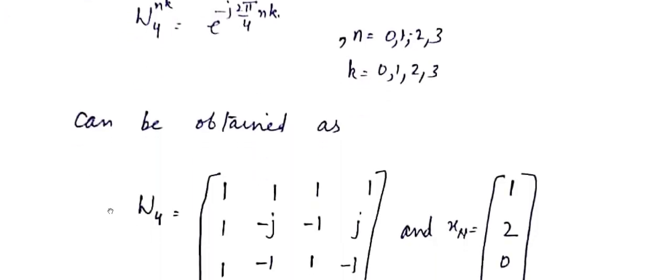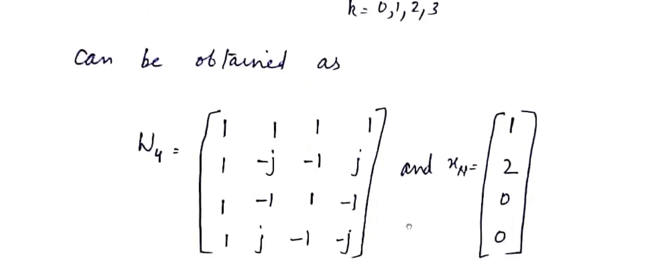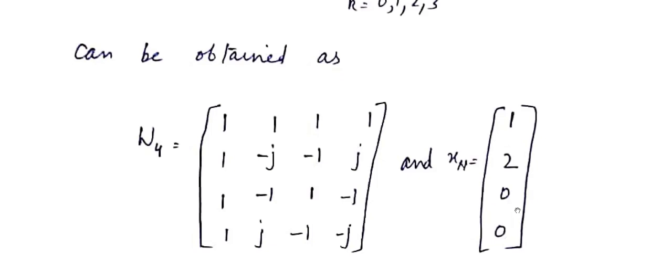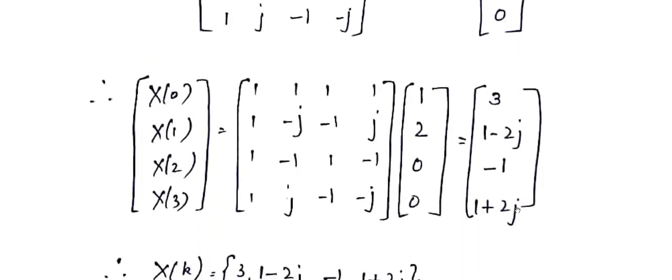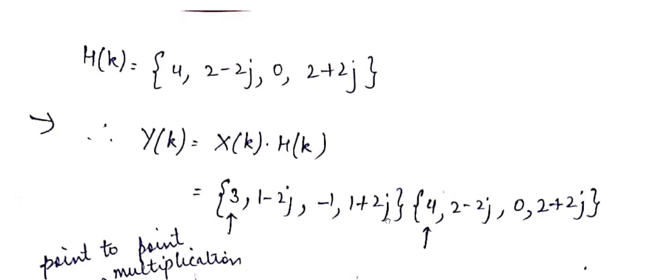So this will be the W4 matrix. We can obtain it by solving this complex exponential for various values of small n and small k. Then x(n) is whatever is given to us, and we can keep it as a column: 1, 2, 0, 0. Now, to obtain X(k), we are obtaining X(k).